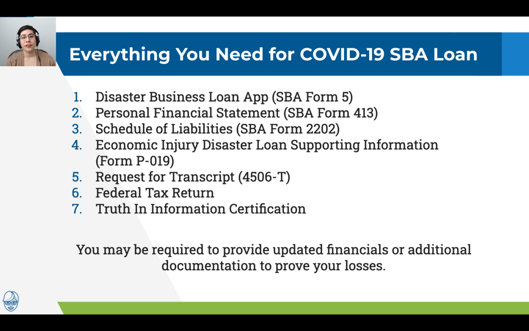So number 1, you'll be filling out the SBA Form 5. That's really the disaster loan application that goes through everything about you and your business. Number 2 is the personal financial statement, and we'll be going through what's entailed in that form.